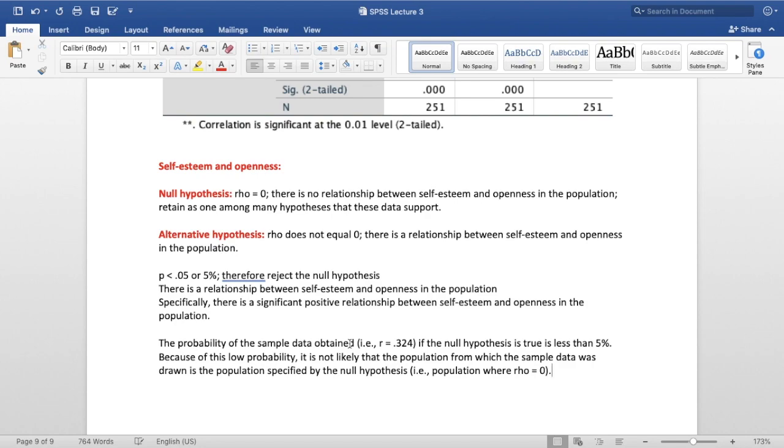Okay, so for more details about what this actually means, go ahead and watch my t-test to test the difference between rho and zero lecture, as well as my one sample t-test lecture.